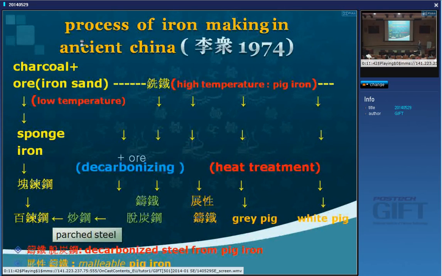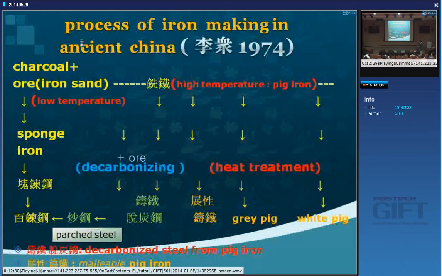It is not used at this time, but nowadays. And 100 years before, in 100 BC in the Han Dynasty, they first produced patched steel from molten pig iron. This is a unique technology from ancient China, the most developed technology universally. There was no such technology in Europe.